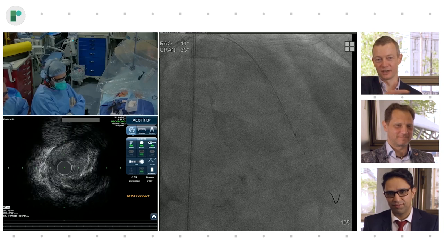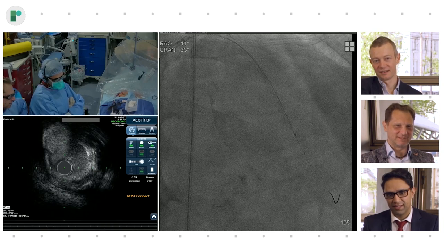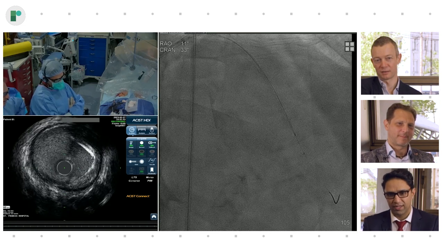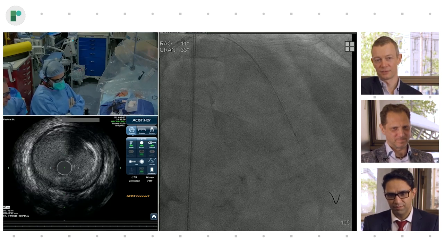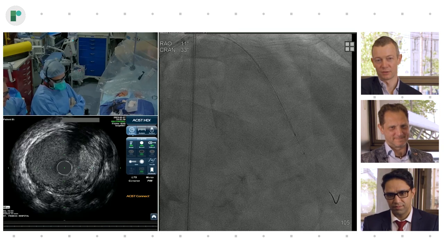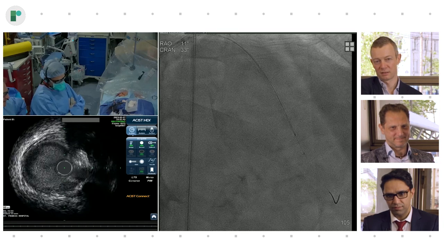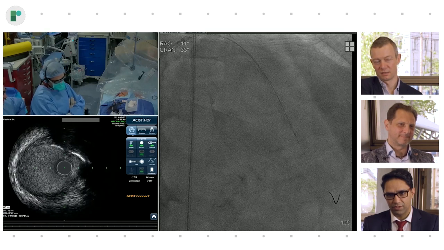This is the proximal edge again. A lot of disease, even here. Circumflex coming in. So yeah, there's the circumflex. A lot of fibrofatty plaque. Clearly see the difference now: between 6 and 12 o'clock is healthy, right is the disease. Soft, lipidic plaque. And here comes our circumflex wire, I think.